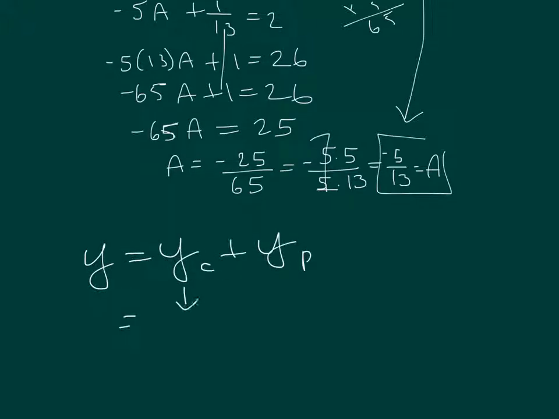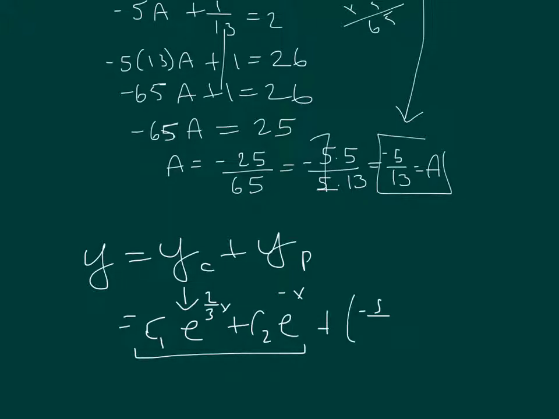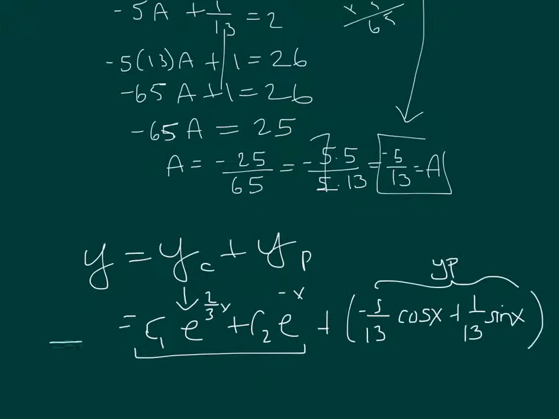And I'm writing this quickly because I only have 30 seconds before it times me out. So c1 e to the 2/3 x plus c2 e to the negative x, right? This is from part 1. And plus a cosine x plus b sine x, so there's your a, and there's our y sub p. So we have our final solution. Okay, and I have 2 seconds left, so I'm done.